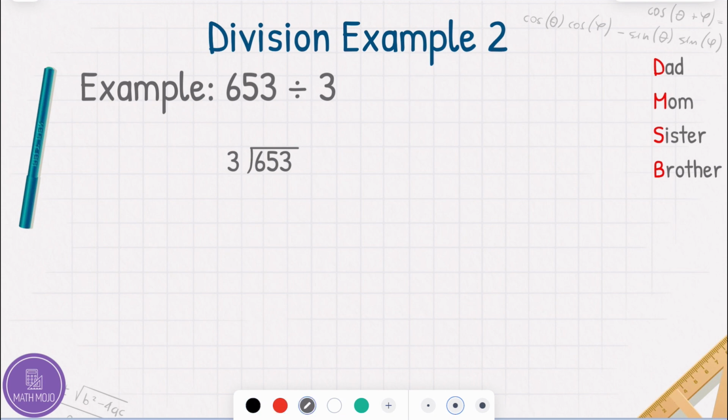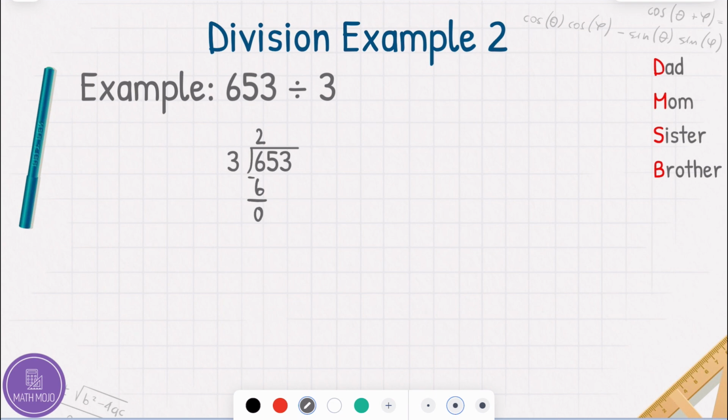Now moving on to the next example we have 653 divided by 3. So once again, let's start off with our division step. So looking at our 3 over here, how many times does it go into 6? So it goes into 6 2 times. So we put our 2 up here, and now we do 3 multiplied by 2, which gives us 6, and then we subtract, which gives us 0.